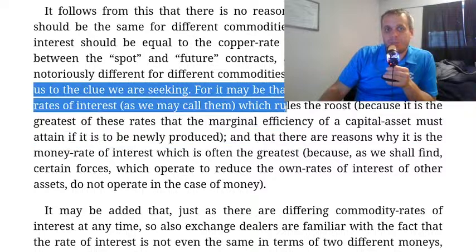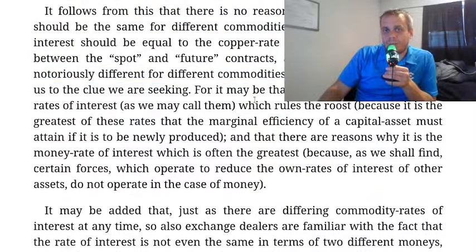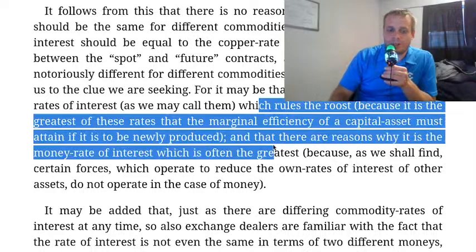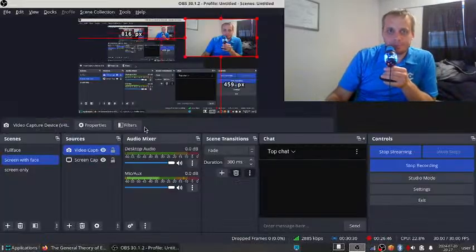This we shall find will lead us to the clue we are seeking, for it may be that the greatest of the own rates of interest, as we may call them, which rules the roost. This is funny because he's saying it may be, but this is sort of the conventional wisdom that capital always invests in the most profitable thing.